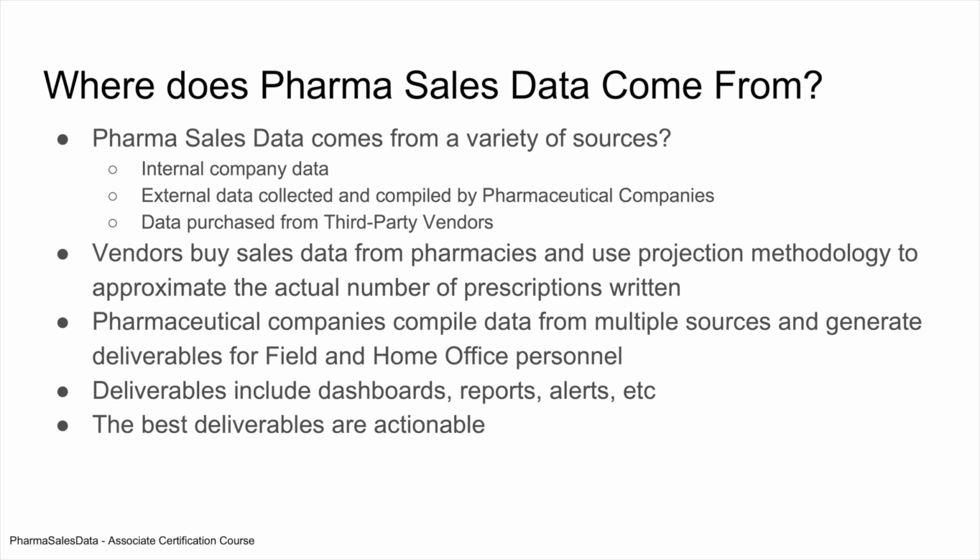As we mentioned in the previous slide, vendors buy sales data from pharmacies, and they use a projection methodology to approximate the actual number of prescriptions written. So again, they don't collect 100% of the data. They come close, but not 100% of the data. So therefore, they use an algorithm to project out the actual number of scripts written per territory, per doctor, etc.